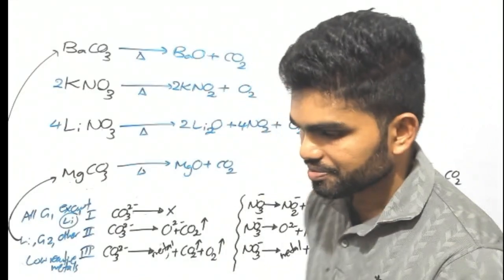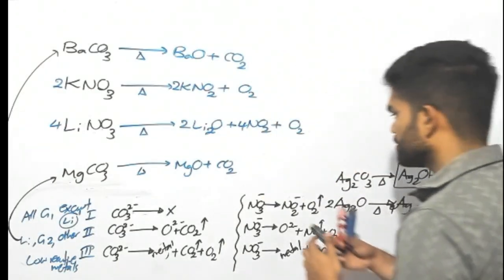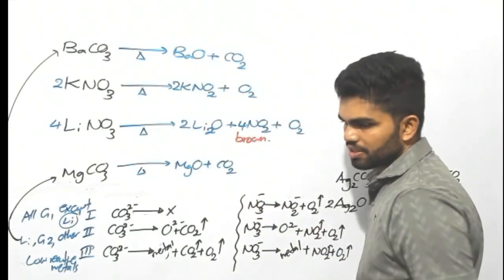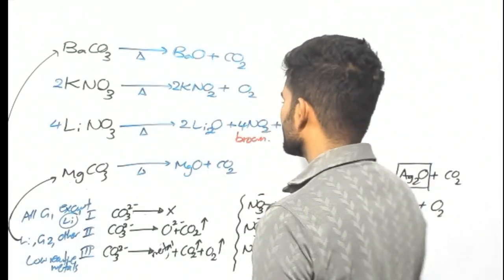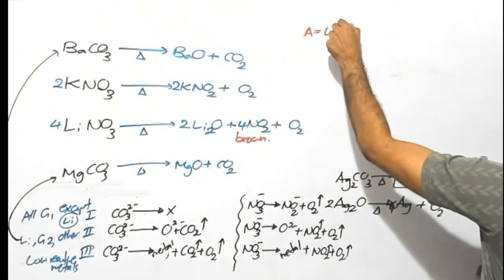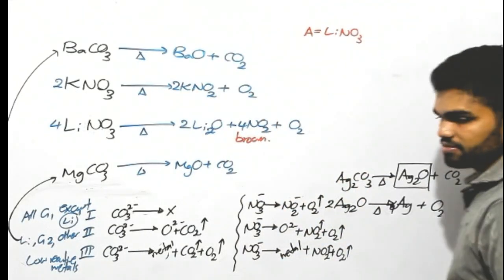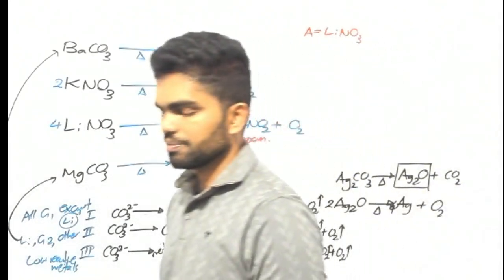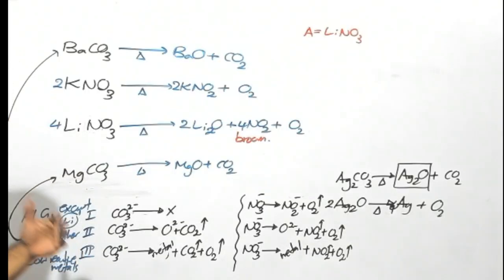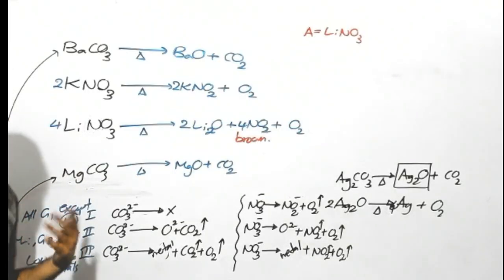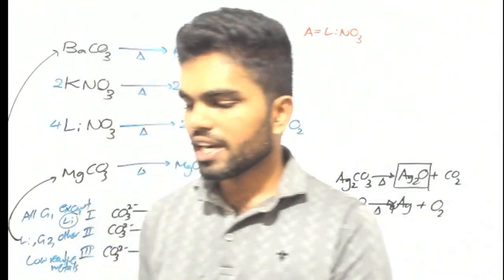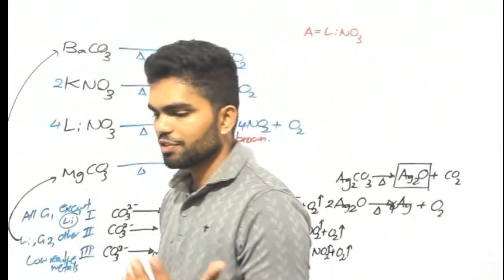So there's only one brown gas here, NO2. NO2 is given by lithium nitrate, no? So this A must be lithium nitrate, isn't it? This A must be lithium nitrate, because that's the only thing that gives a brown color. So the others are giving you colorless gases, which are CO2 and O2. So the second column, you can't use it further to identify B, C, D.